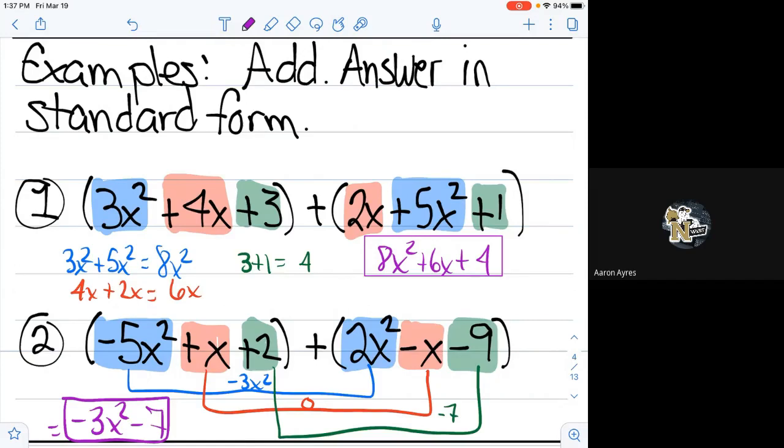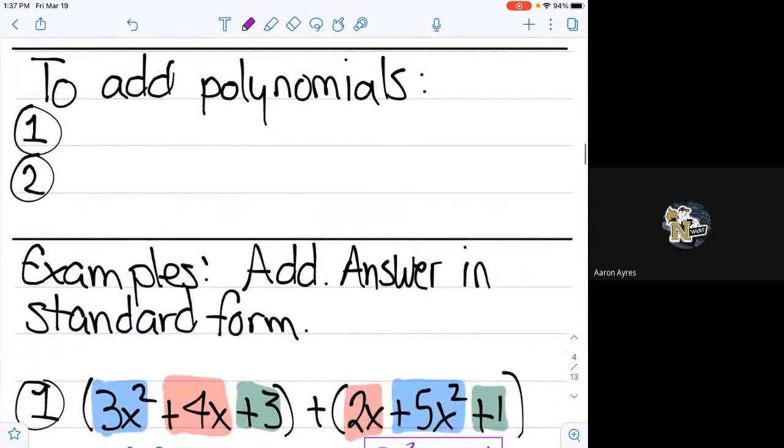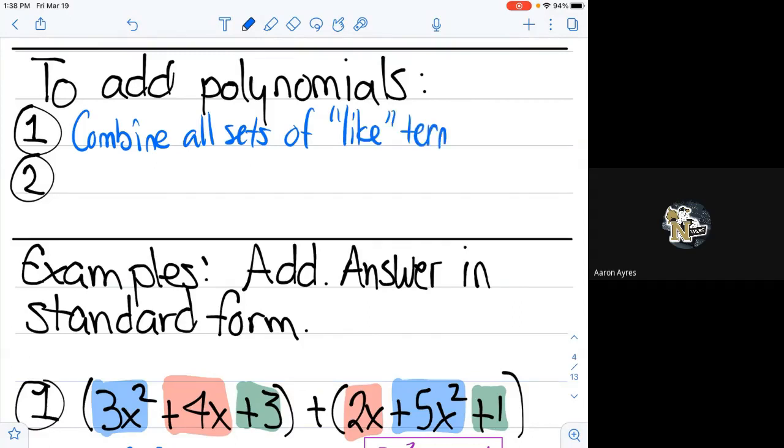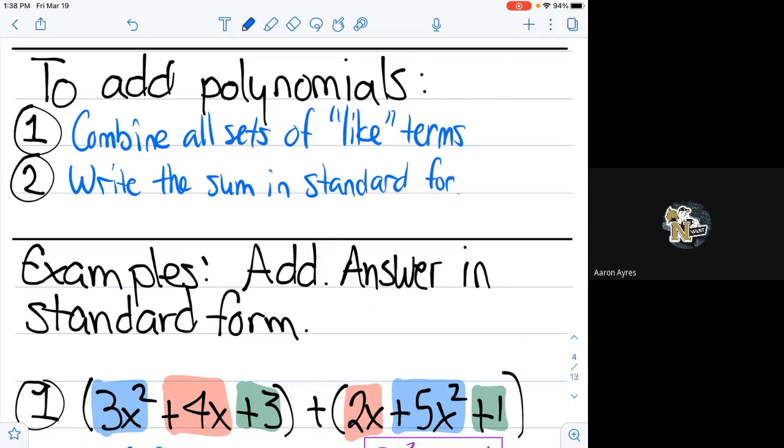All right. Let's go back up and add the rules, so you have those for your notes. So, rule 1: combine all sets of like terms. And number 2: write the sum in standard form.